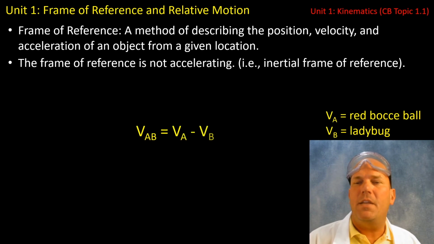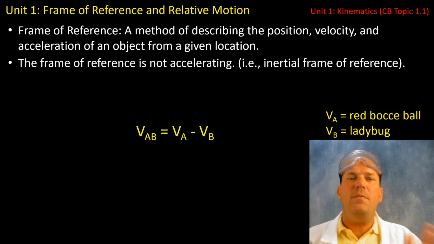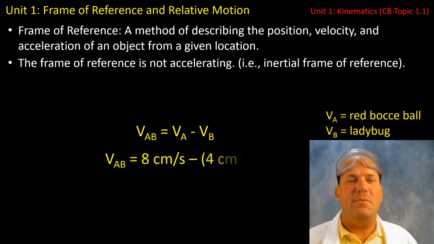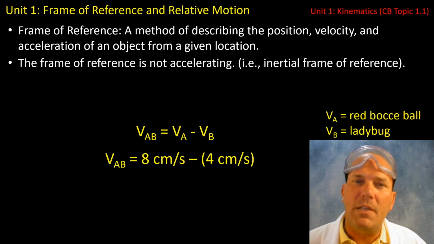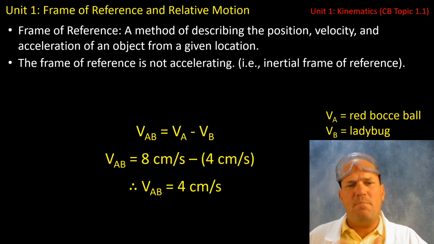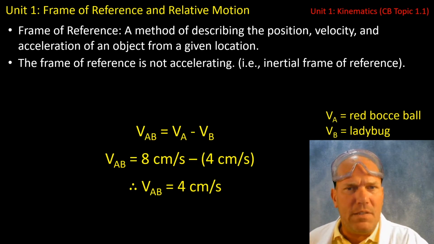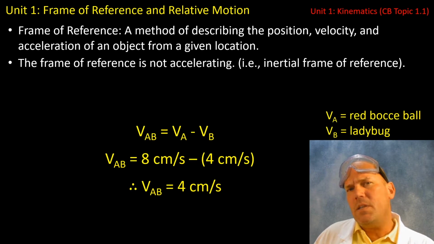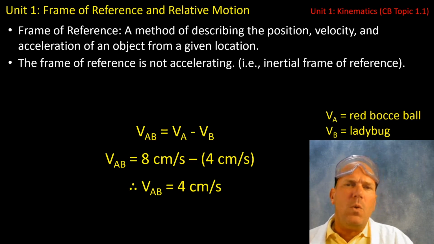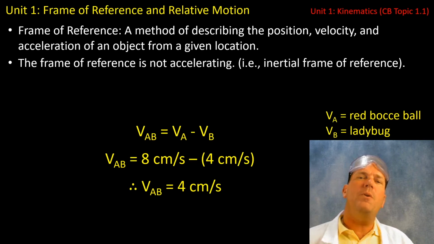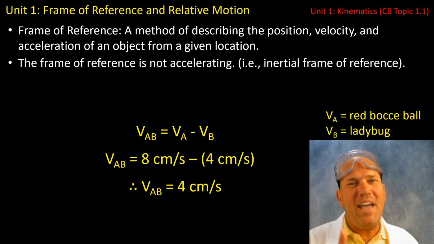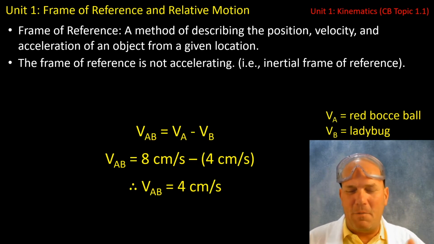Let's go ahead and calculate the velocity of the bocce ball relative to the reference frame of the ladybug, which was moving to the right at a constant speed. Signage matters. They're both moving in the positive direction. This time we get a velocity that is less in magnitude than the previous example. Previously, we got 12 centimeters per second when they were moving in opposite directions. Here we get 4 centimeters per second when they're both moving in the same direction.